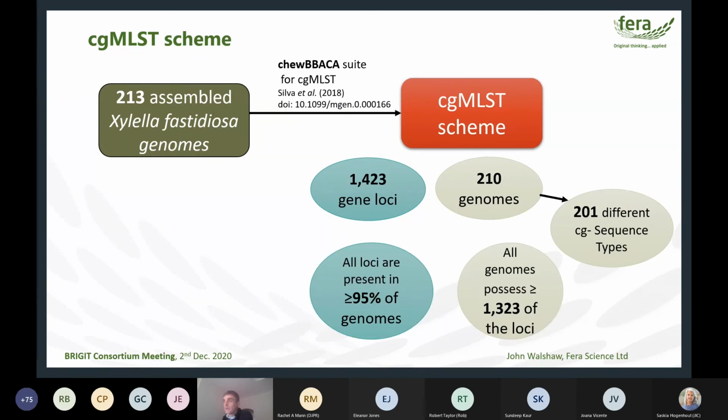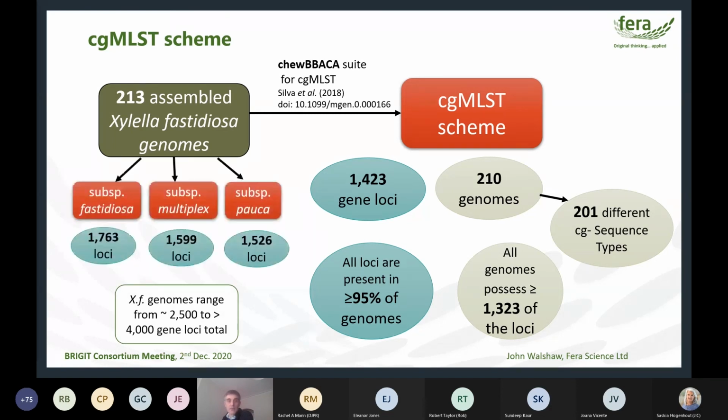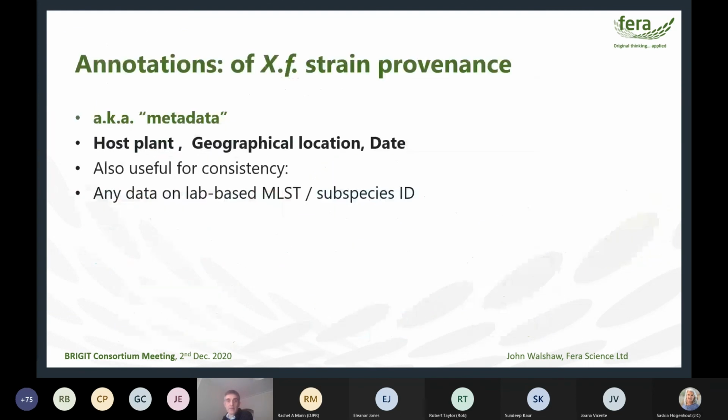And those loci are present in 95% of all genomes, so it's a 95% core, and no genomes lack more than 100 of those genes. That's just an indication of the size of the Xylella genome. And something I'll say no more about is that Sam's also done this independently for the 3 subspecies which are best represented in the databases. So this is also doing a lot of heavy lifting.